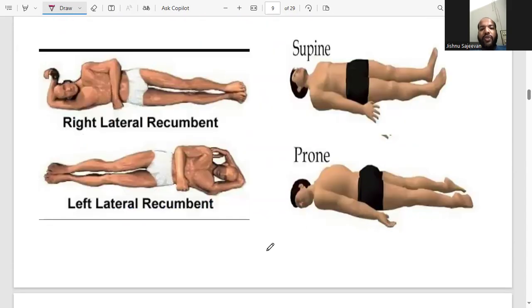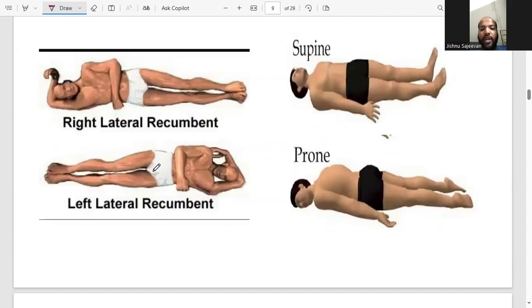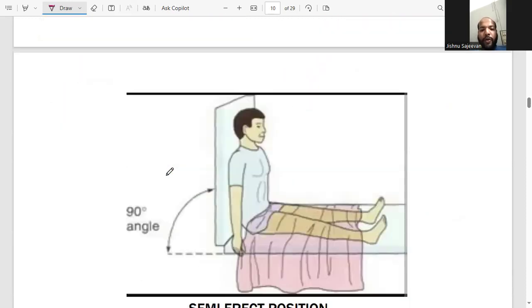Here we are projecting some images of these body positions like supine, prone, and these lateral recumbent positions. Then we will be moving on to the next slide.